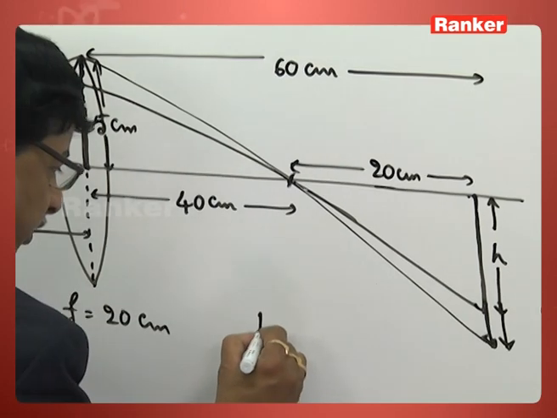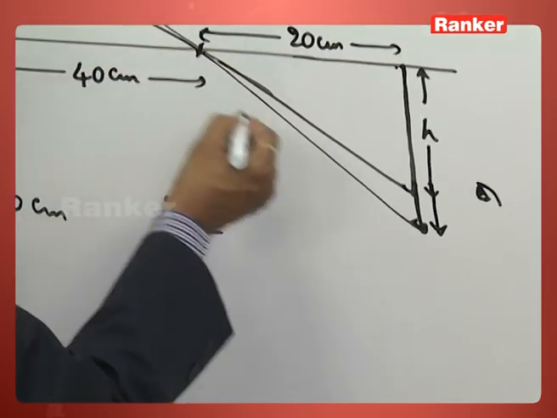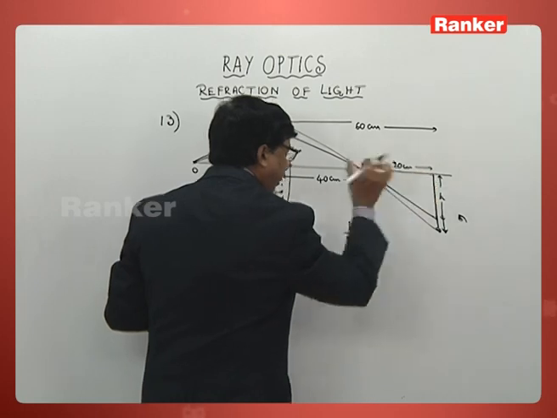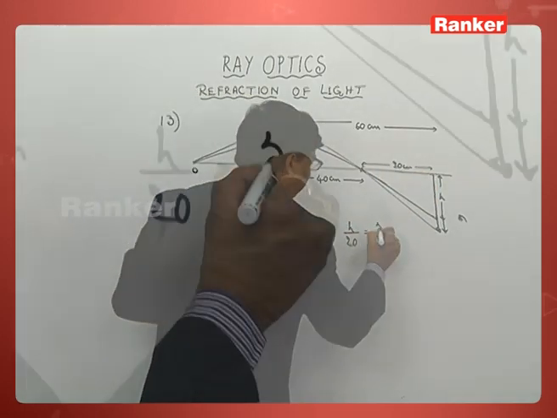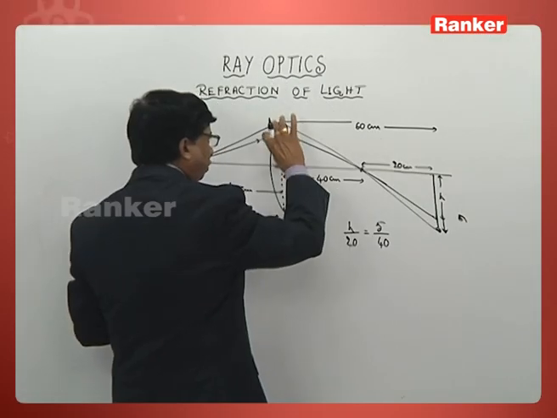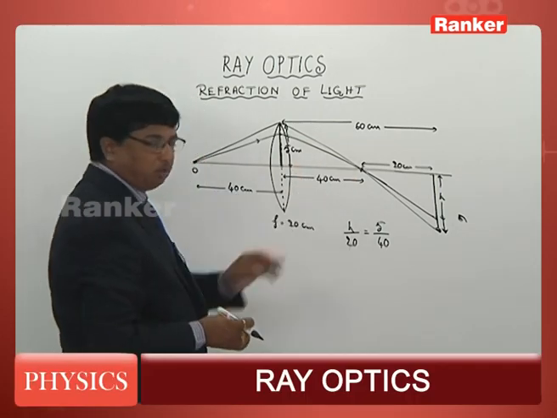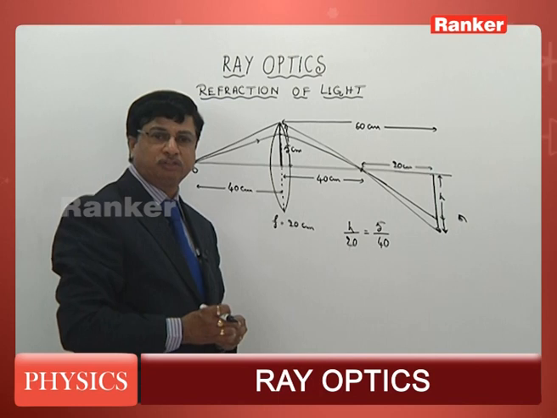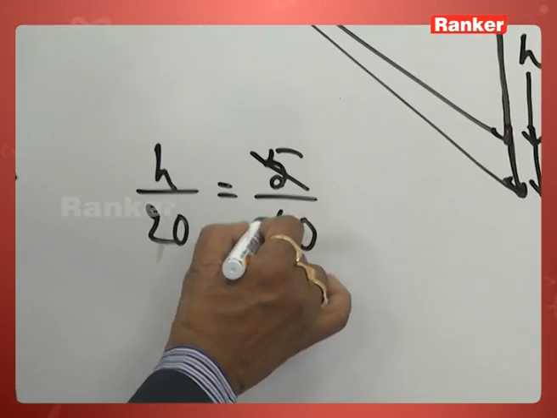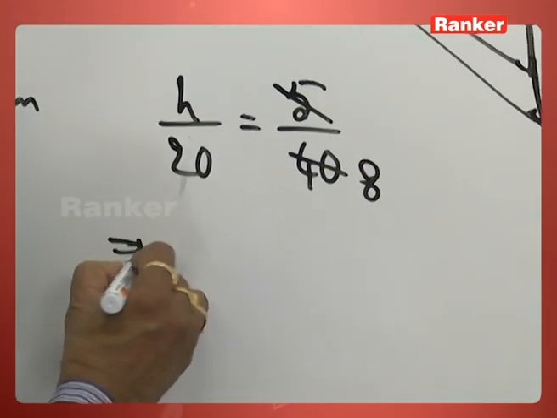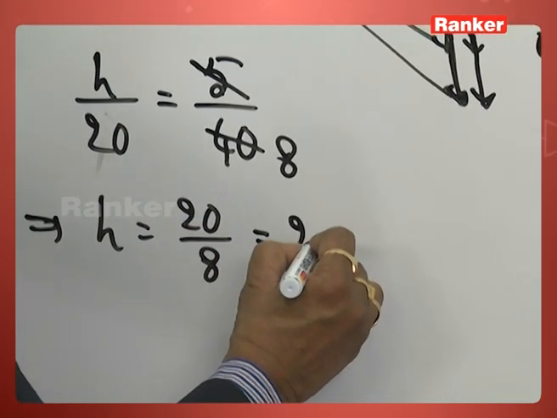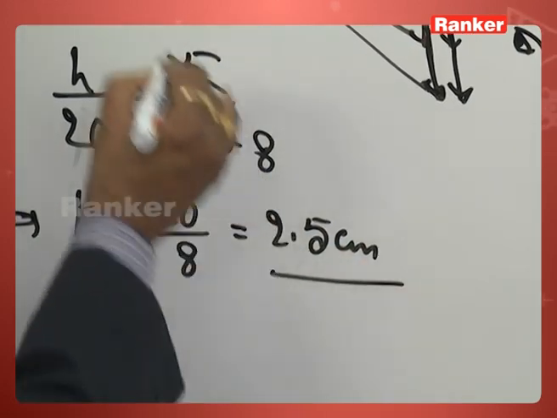Let us write h by 20. Just look at this one. h by 20 is equal to 5 by 40. This side by this side is equal to this side by this side. Mathematically, when two triangles are similar, we can write the ratios of their corresponding sides equal. Then automatically this goes 8 times. So what will now be the value of h? It is 20 by 8. That of course will now be 2.5 centimeter.